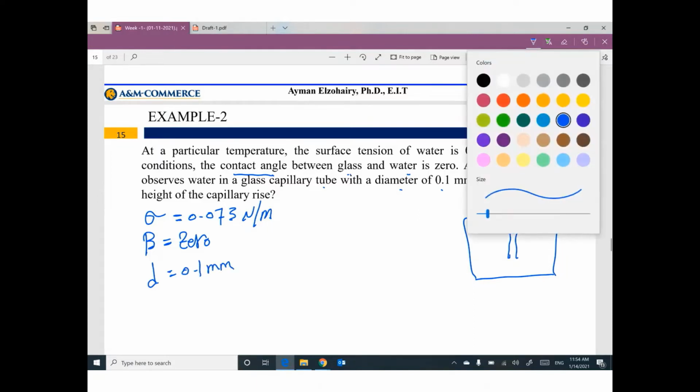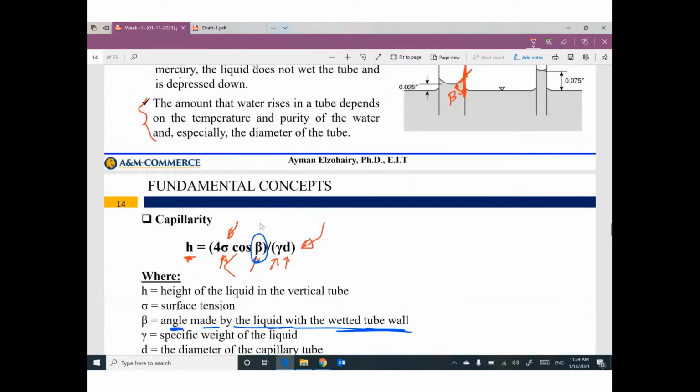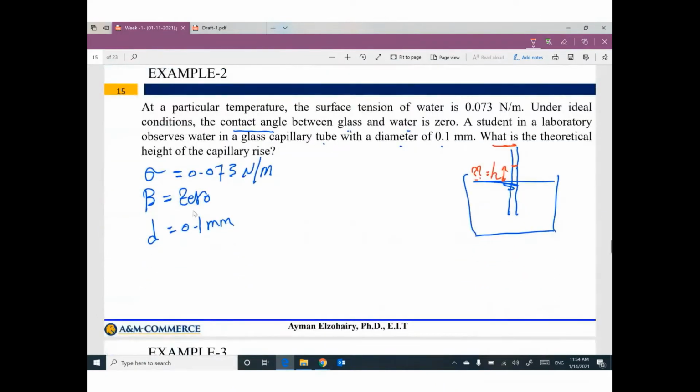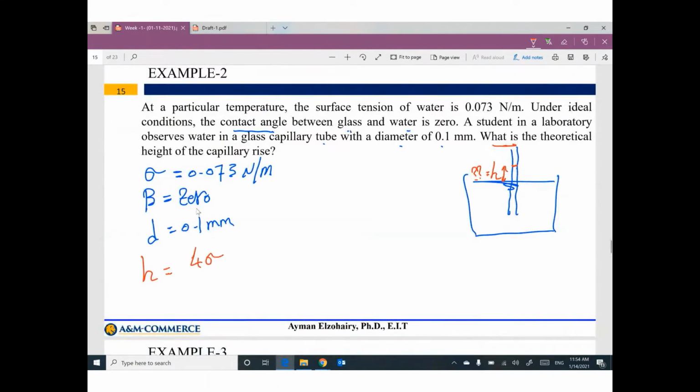Can you tell me what is the theoretical height of the capillary rise? We can expect rising of water in this tube by H. What is the value of H? What is the height of the capillary rise? Okay, we can go back to this relationship. H equals 4 sigma cosine beta divided by gamma times D.